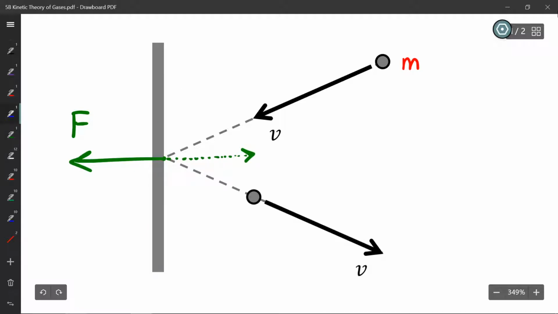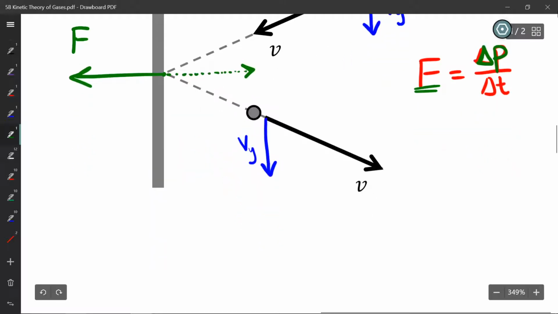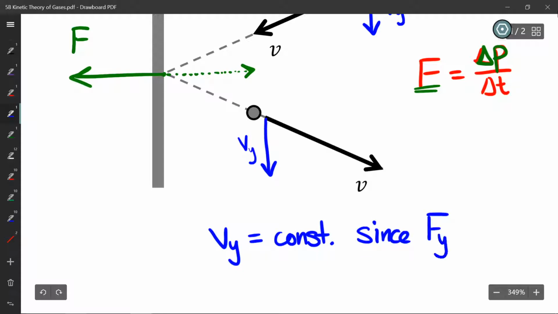And what that means is that the vertical component of the velocity of the particle is not going to be able to change. We remember that the force is the change in momentum over the change in time. So the only way that momentum can change is if there's a force. And since there's no force in the vertical direction, the vertical momentum can't change. So the vertical velocity is going to stay constant. So we can say that Vy is constant since Fy is equal to 0.